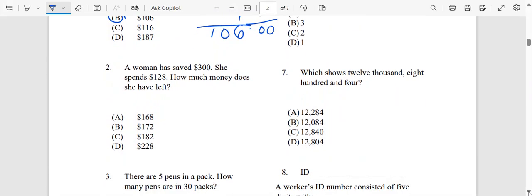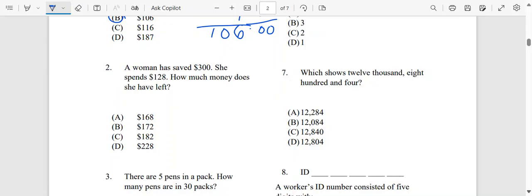Number 2. A woman has saved $300 and she spends $128. How much money does she have left? This question is basically telling you to subtract. So you must read the question. You must be able to read the question and identify the operation that must be used, right?